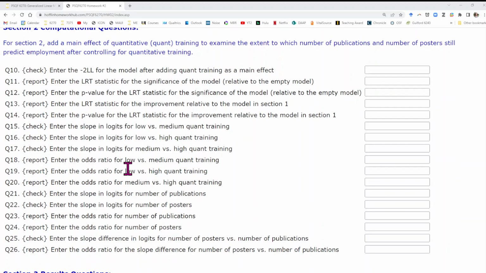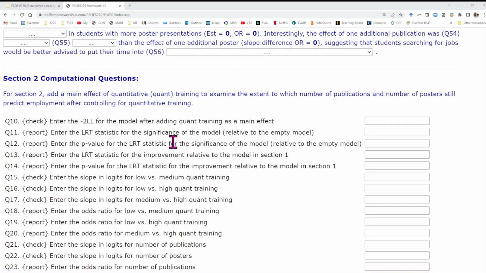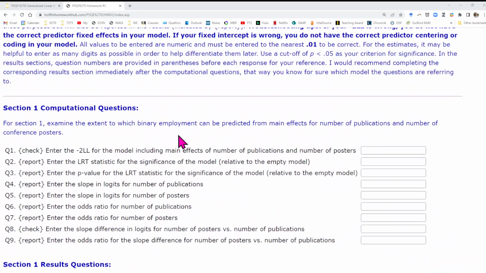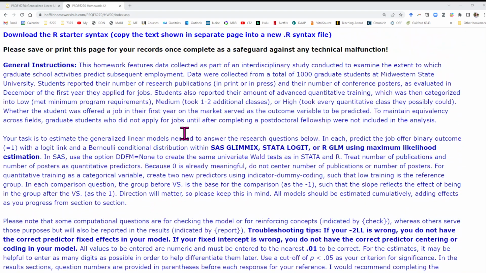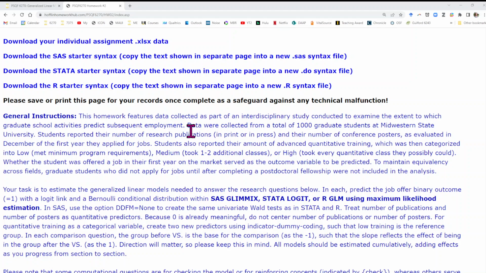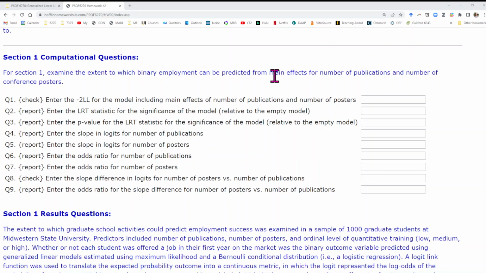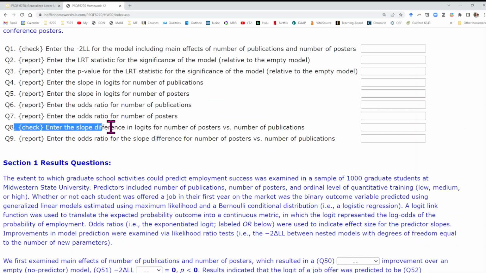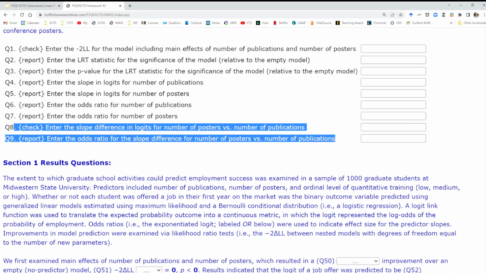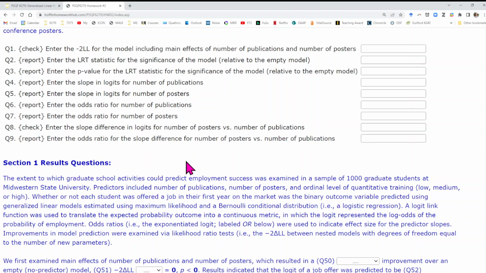So in terms of things that I've had questions about, the story problem from this homework, of course, is near and dear to our heart. You're predicting the probability that someone's getting a job offer based on their number of publications, number of posters, and extent of their quantitative training. So the first section is asking for 2 predictors to be added for number of publications and number of posters. And the last 2 questions I've gotten a number of inquiries about. Enter the slope difference in logits for the number of posters versus number of publications.